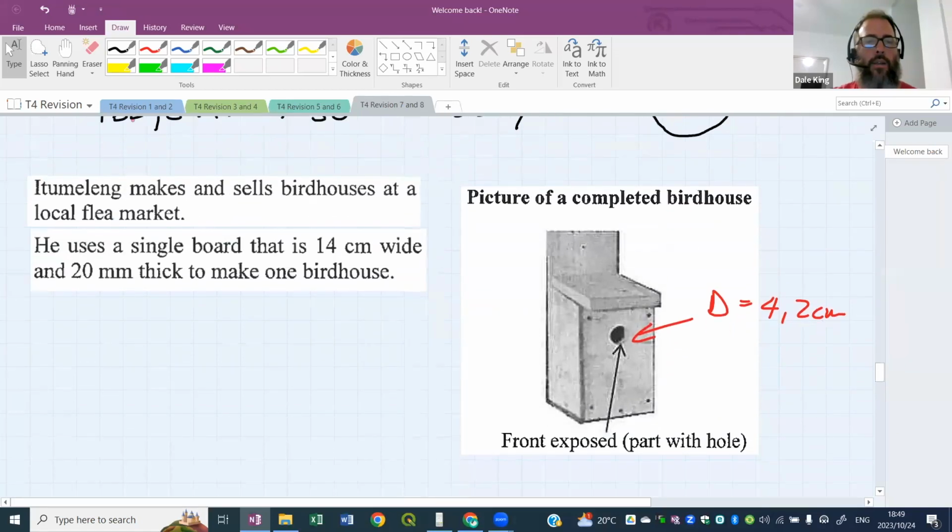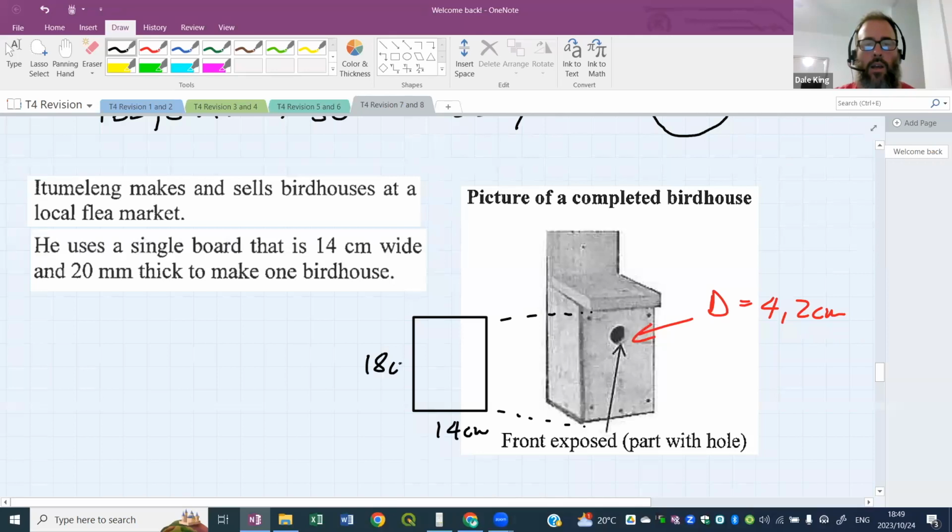I'm going to add in a dimension here. I'm going to give it to you, you guys can work with it. I'm going to say that the front board of this birdhouse is 14 centimeters wide and 18 centimeters high. So that front rectangular piece of board that I'm highlighting is 14 centimeters wide and 18 centimeters high. Don't worry about thickness.